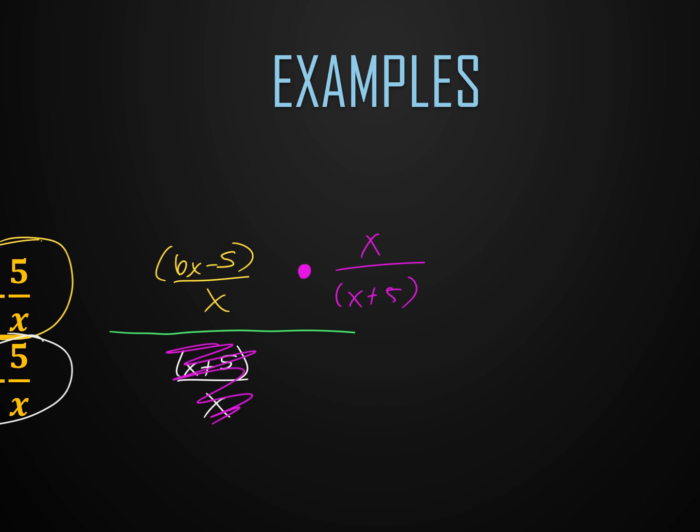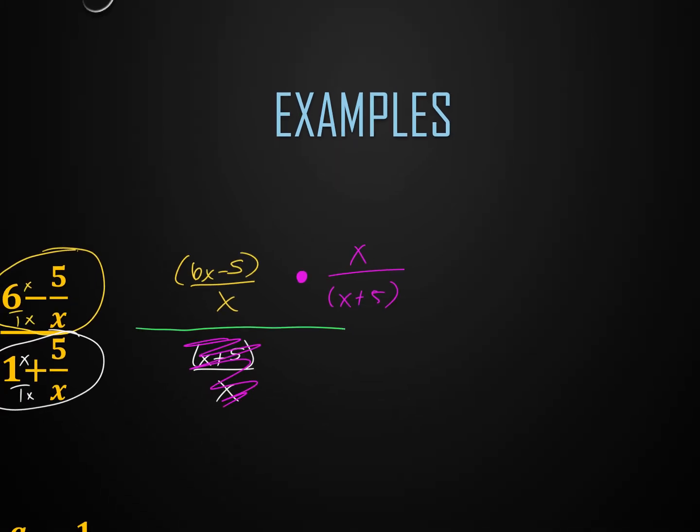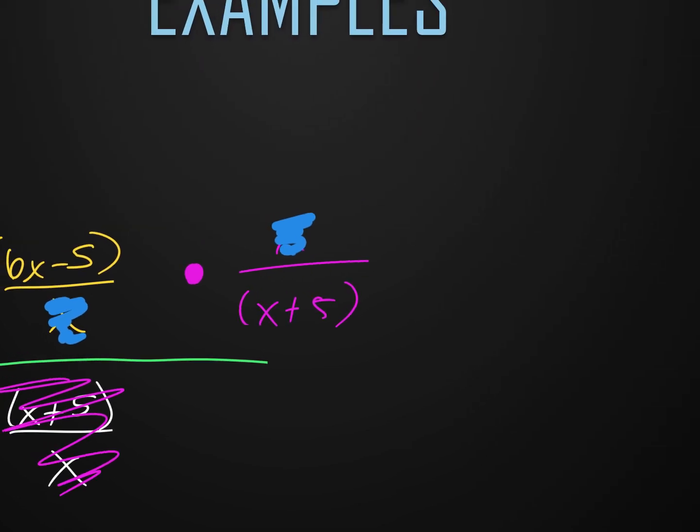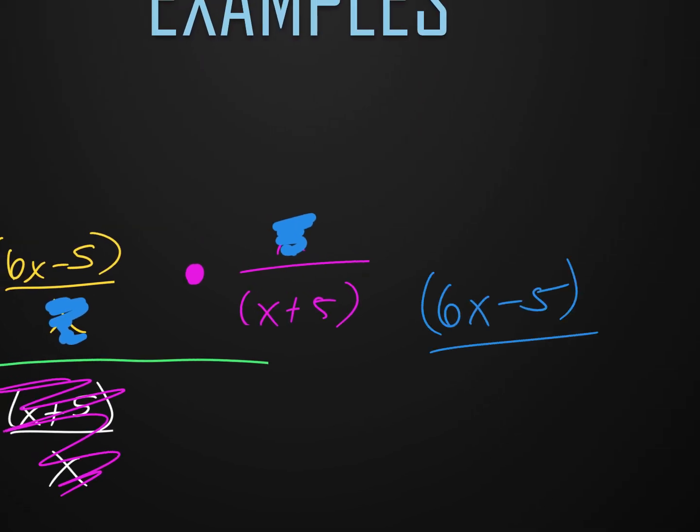Now, do you guys see something exactly the same on the top and bottom? X here and the x here. Can I cross off the 5s? No, it's against the law. So what are you left with? Perfect. 6x minus 5 over x plus 5. Good job.